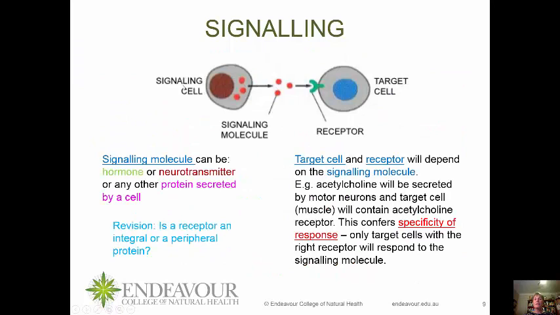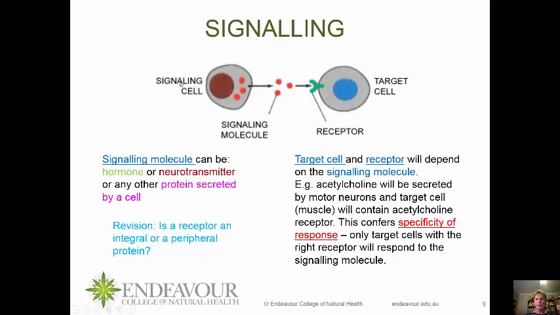So when we're talking about the signaling molecule itself, you have a signaling cell. Now please note, when I did these diagrams, the diagram has a single L. That's very American spelling, and in Australia we spell it with 2 L's. It really doesn't matter, but just so you know, it's the same thing.